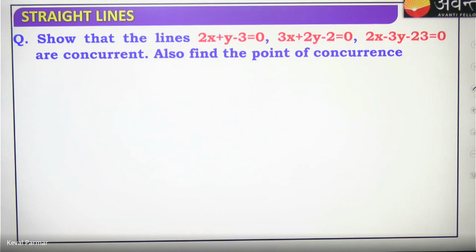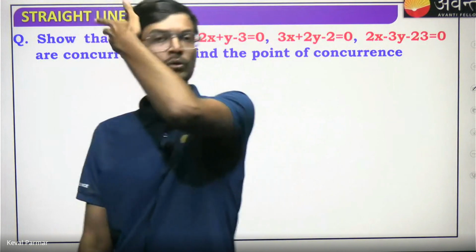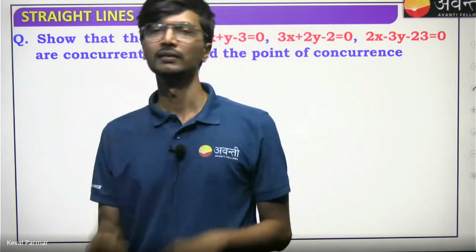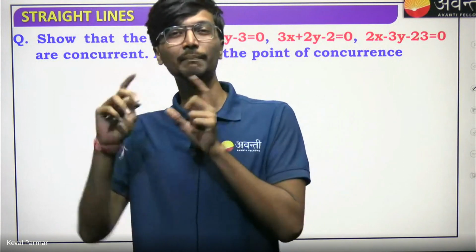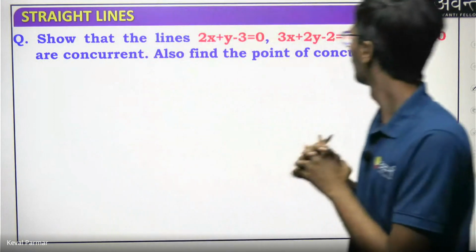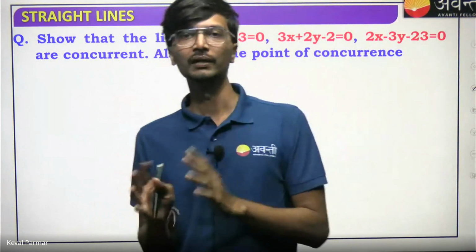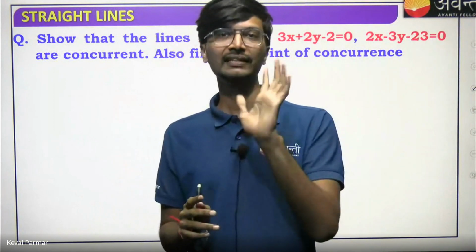Show that the lines are concurrent. Also, find the point of concurrence. Now, to find the point of concurrence, actually, we have a method. If you remember, one of the ways is that these three lines will be concurrent when these three lines intersect at a common point.